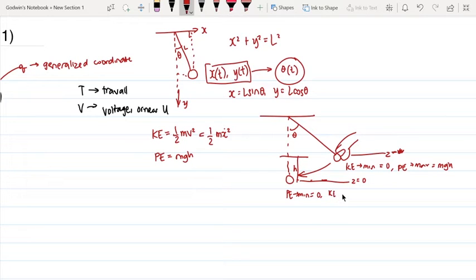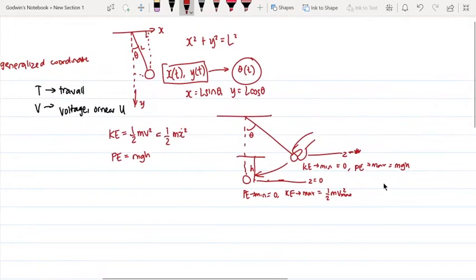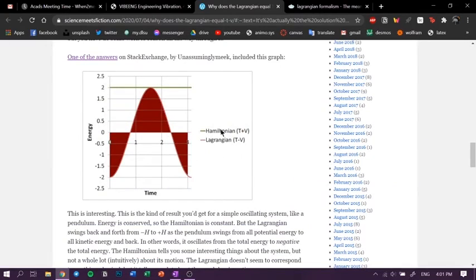And of course, at the lowest point, the velocity is at a maximum. This is where the pendulum is fastest. So of course, this is 1/2 mass times velocity max squared. Ayan. So that's why the Lagrangian here, anong tawag dito? That's why it periodically goes up and down.